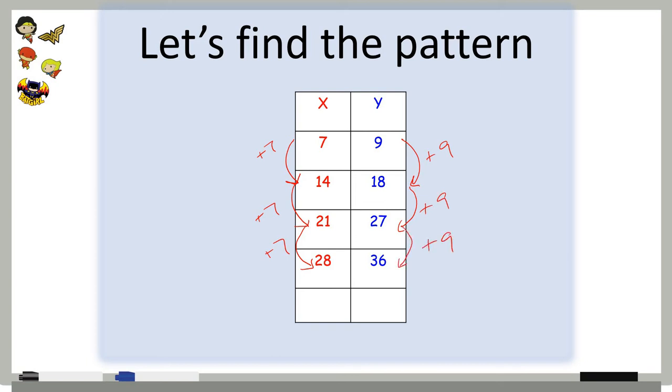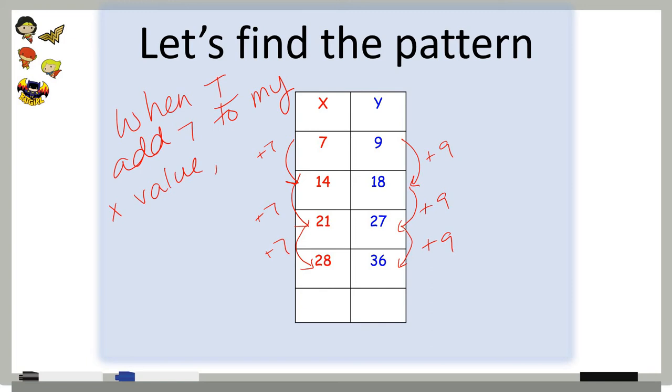Because of this, I know that there is a pattern, okay? And I could write out that when I add 7 to my x value, I add 9 to the y value. Okay. So this lets me know that there is a pattern. I could go through and find the mixed number that I could multiply by, but for right now, we're just looking to see that there is a pattern.